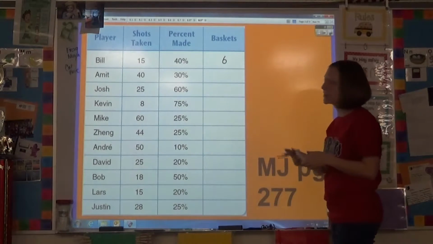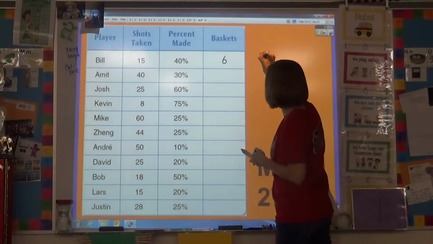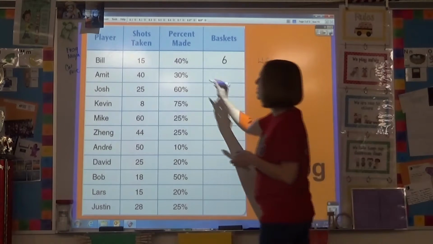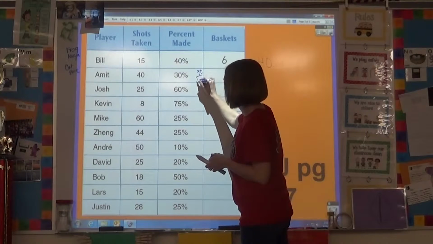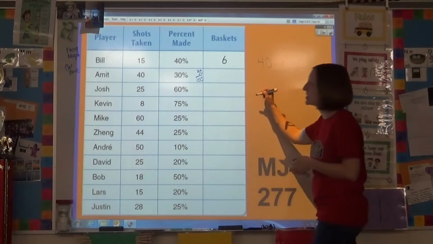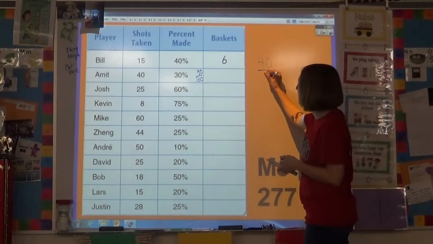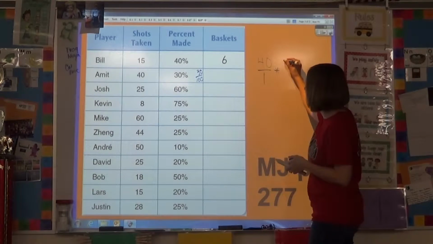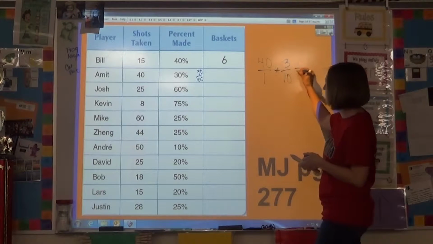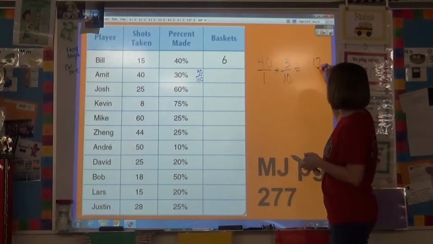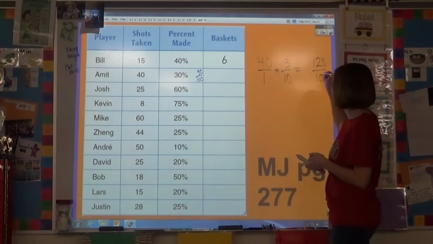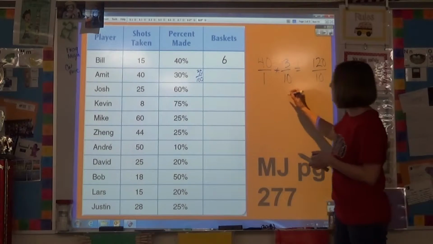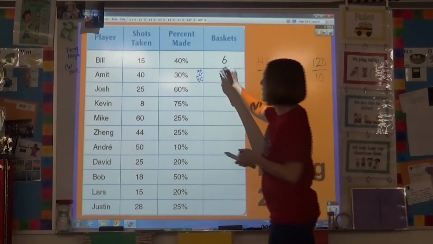We have 30% of 40. So he took 40 shots, and we want to find 30% of that. So we know it's 30 out of 100. Okay, percent's always out of 100, which is the same as 3/10. So I'll put my 40 shots, 40 over 1. We want 30% of that, or 3/10 as a fraction. We're going to multiply straight across. We get 120 over 10. Okay, if I divide that out, how many 10s go into 120? We get 12. So he made 12 shots.